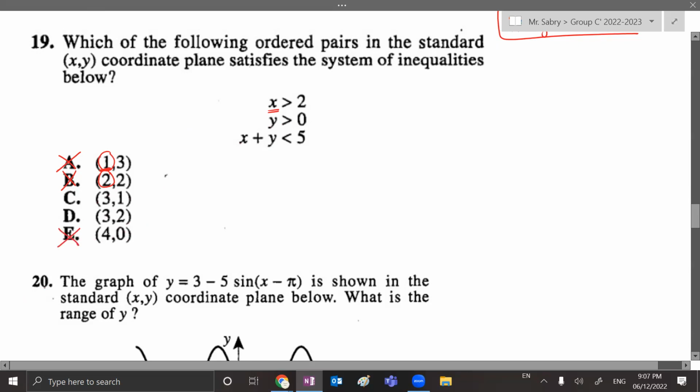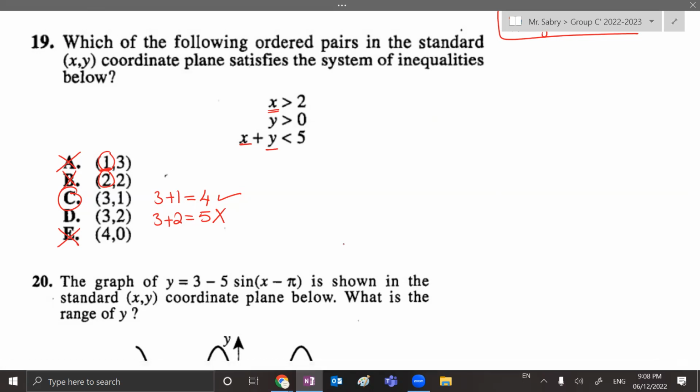Now I'm stuck between C and D. So I need x plus y to be less than 5. If I did x plus y here, it would be 4, which is less than 5. But if I did 3 plus 2 here, it would be 5, and that's not how it works. C is the only correct answer, because I want x and y added together to be less than 5. Are we good on this one? The majority got this one right except for one. I hope you understand it now.